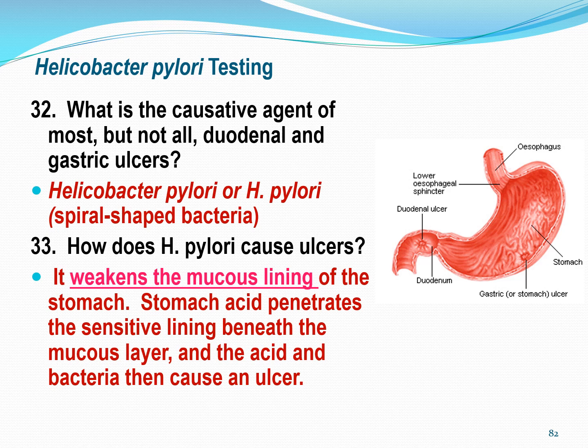Okay, now we talked about H. pylori or Helicobacter pylori testing, right? So what is the causative agent of most but not all duodenal and gastric ulcers? H. pylori, right? It's a spiral-shaped bacteria. So how does it cause ulcers? It weakens the mucus lining of the stomach. Stomach acid then is able to penetrate the sensitive lining beneath the mucus layer, and the acid and bacteria then cause an ulcer inside the stomach. Okay? Now, a big part of stomach ulcers come from this H. pylori. Not all of them, but most of them. Okay?